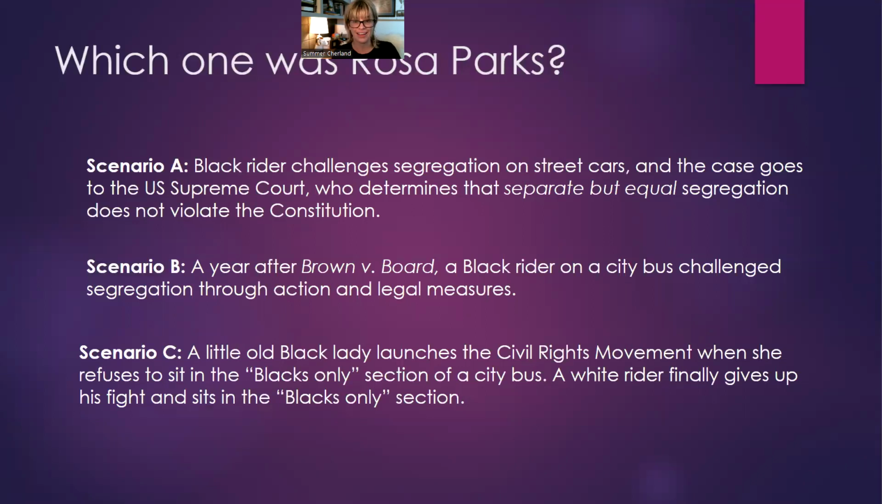You probably recognize one of these stories, and you probably kind of weirdly connect to one of them and think that this is the story of Rosa Parks. Do you want to know what the answer is? Take your best guess, write it down in your notes so that you can hold yourself accountable to what you think it is. Which of these scenarios do you think is Rosa Parks?